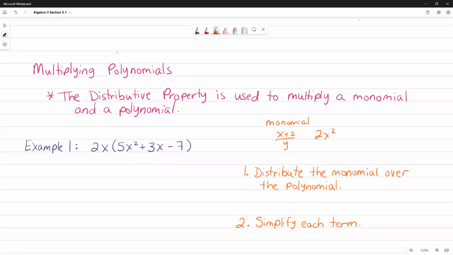All right, so what about a polynomial? There's two types of polynomials that have their own names.